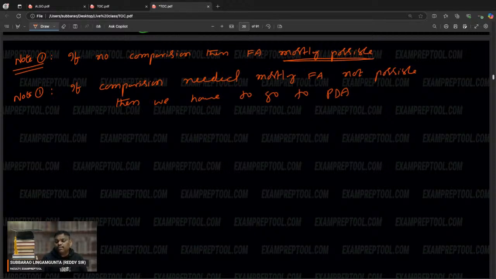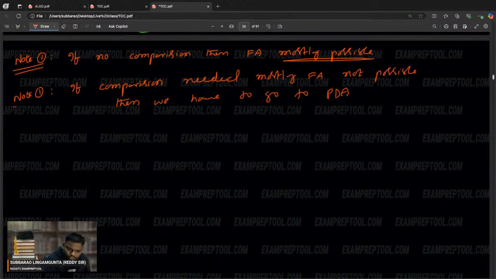If no comparison, then finite automata mostly possible. Sometimes it may not be possible also. You will get further. I cannot say everything as of now. Next one: if comparison needed, mostly finite automata is not possible, then we have to go to PDA. If comparison, mostly finite automata fail. However, sometimes it may be possible. You have to check the problem clearly. Any logic, any twist there, you have to check.